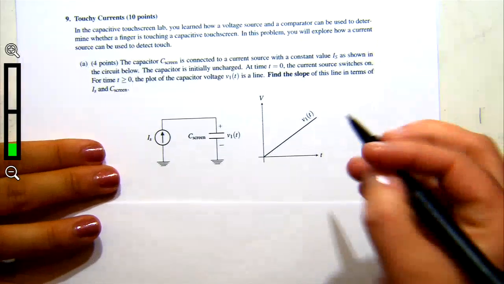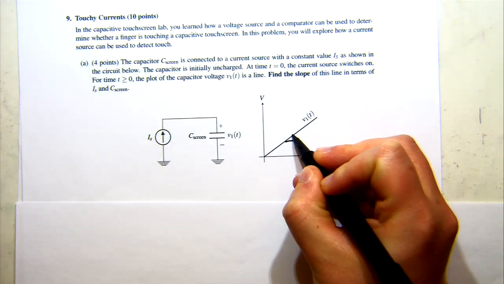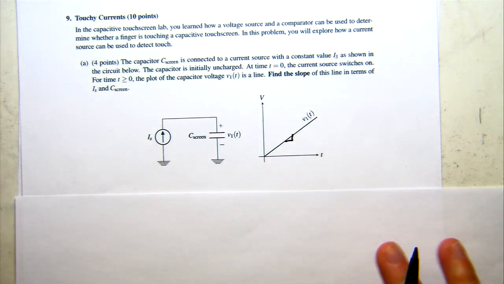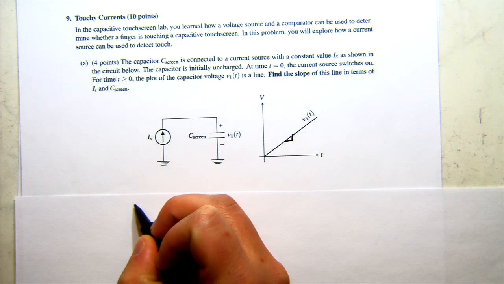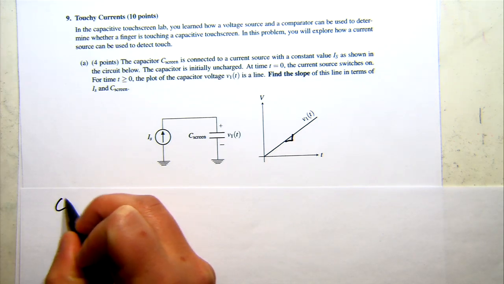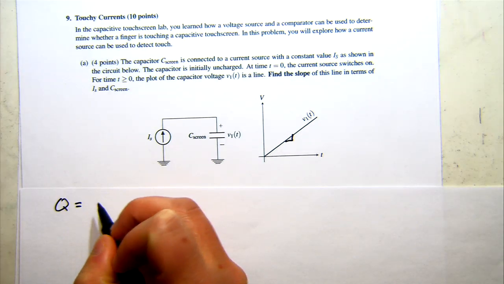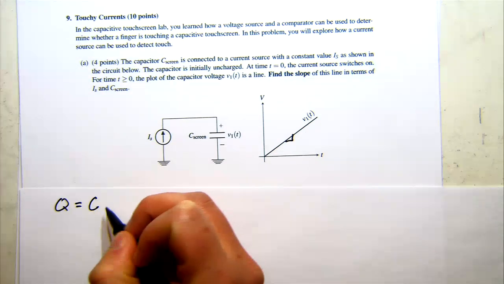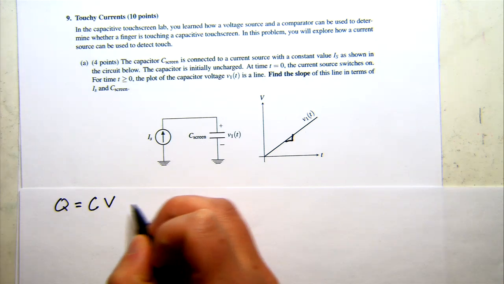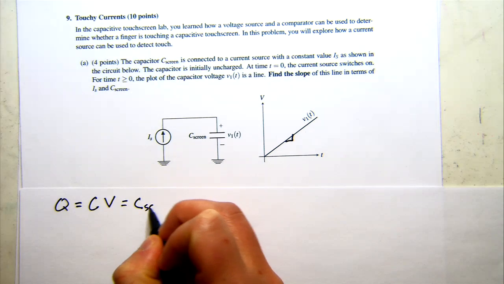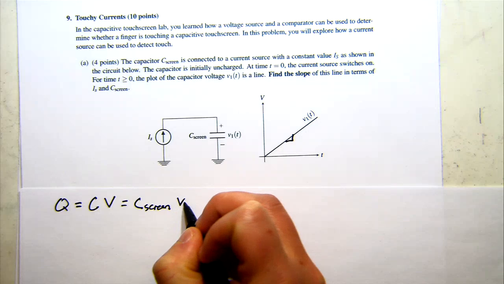So we're trying to find the slope of this line. And we'll start by just writing what we know about capacitors in relation to current. So our most commonly known equation for capacitance is the charge, Q, on the capacitor is equal to the capacitance times voltage. We know that the capacitance is C screen, and the voltage is V1 of t.